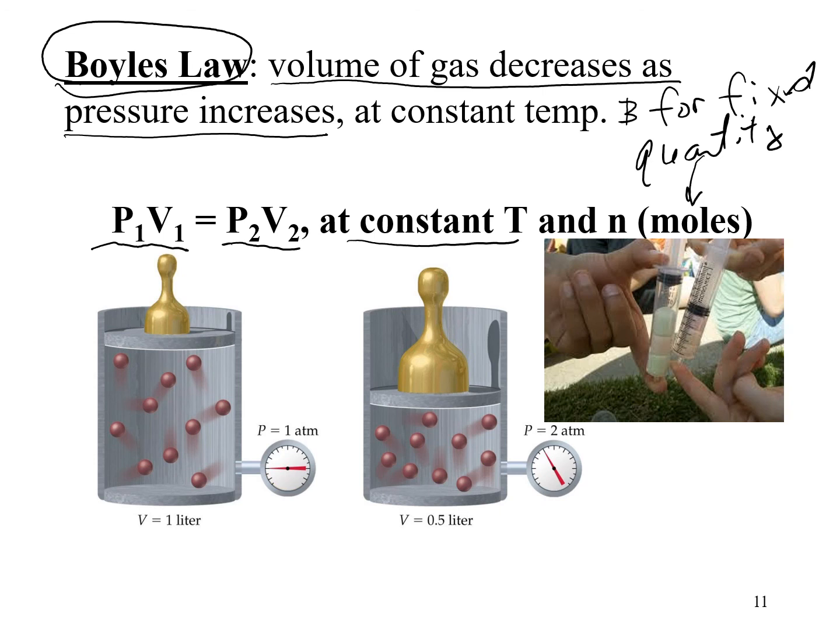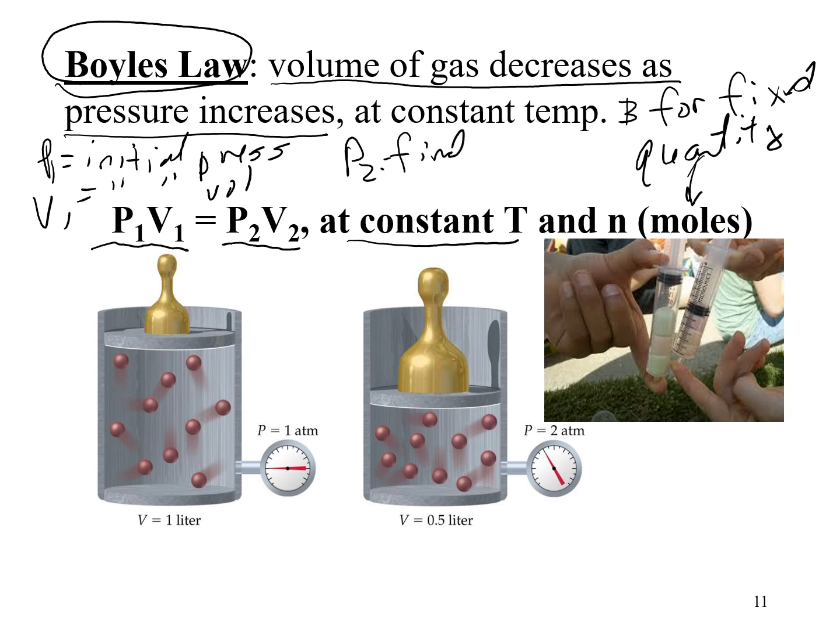This is not changing. So what P1 stands for is my initial pressure. V1 is my initial volume. P2 is my final pressure, and V2 equals my final volume. So we're looking at the relationship for a fixed quantity of gas, and if we change the pressure, how is the volume going to change? Or if we change the volume, how is the pressure going to change?